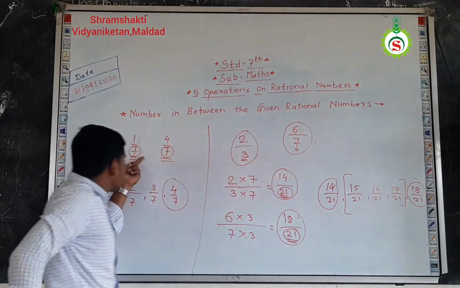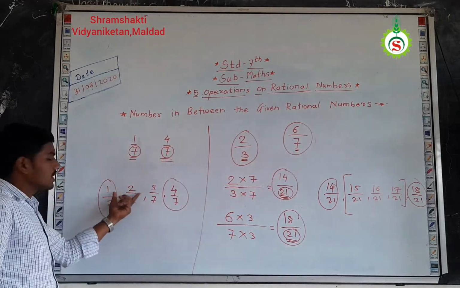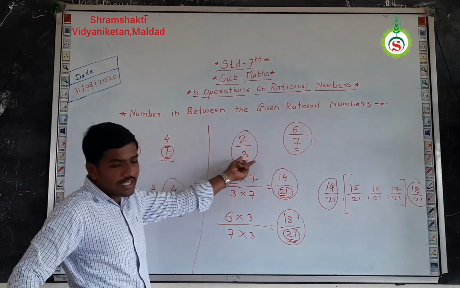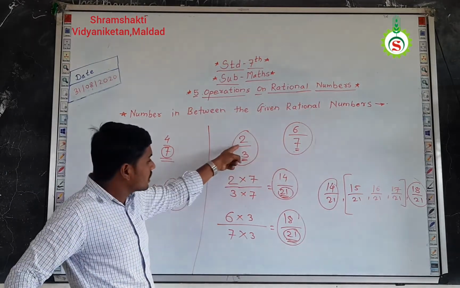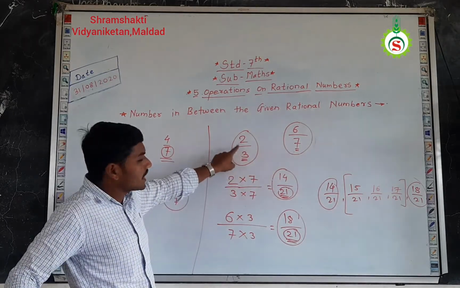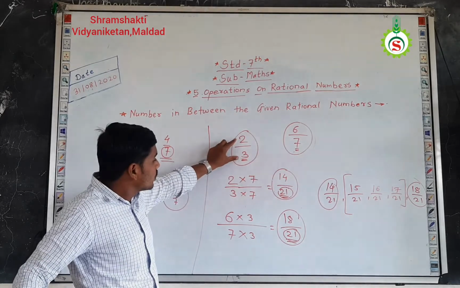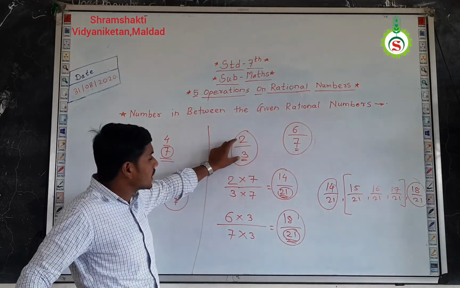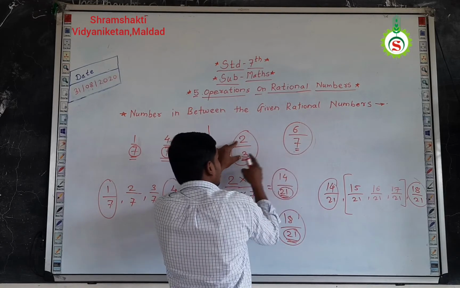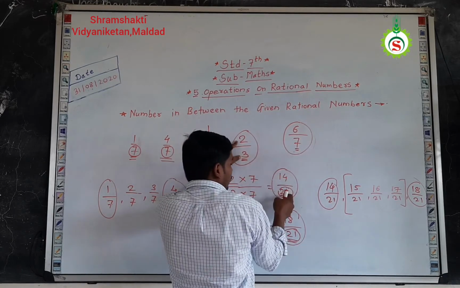If denominators are the same, you can easily find the numbers in between rational numbers. But if denominators are different, first you have to convert the numbers to an equal denominator. So for making the equal denominator, what will we do? We will multiply the first number's numerator and denominator by the denominator of the second number. So 2 into 7, 3 into 7. That number becomes 14 by 21.